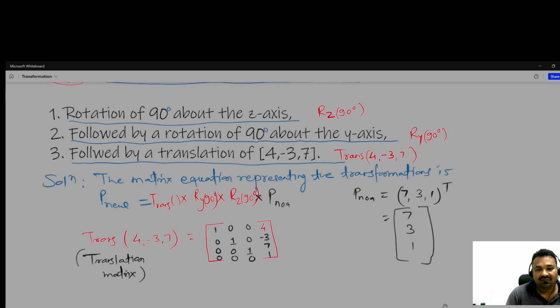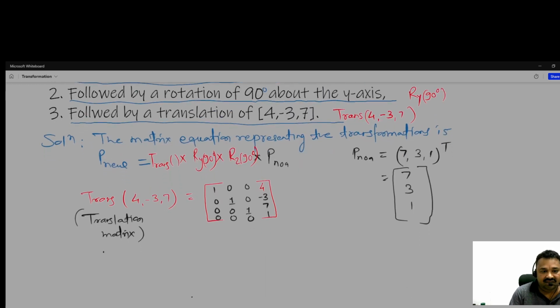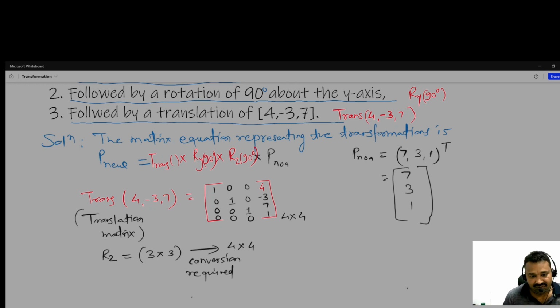And what about RZ? So this is actually a 3 by 3 matrix, but here already a 4 by 4 matrix is there, so we need to convert it into a 4 by 4 matrix. Here conversion is required. So conversion में क्या करना है? This will be what? Rotation matrix, rotation about Z. So क्या हो जाएगा?